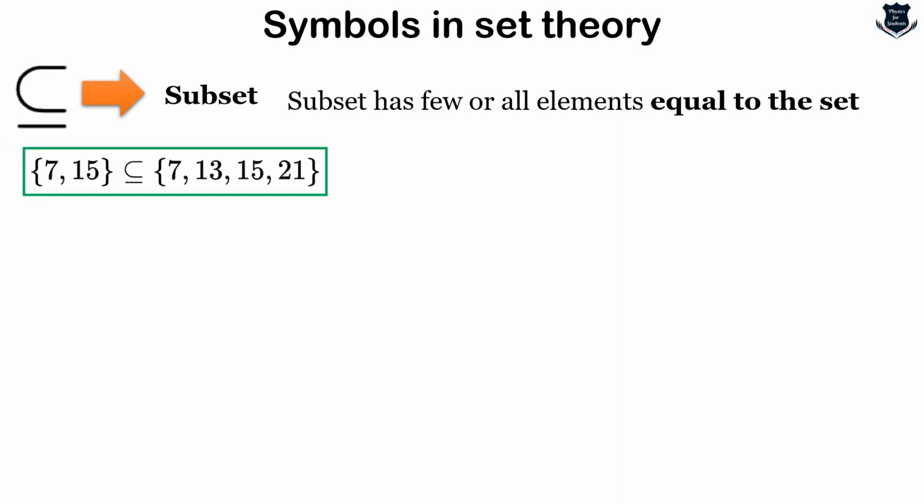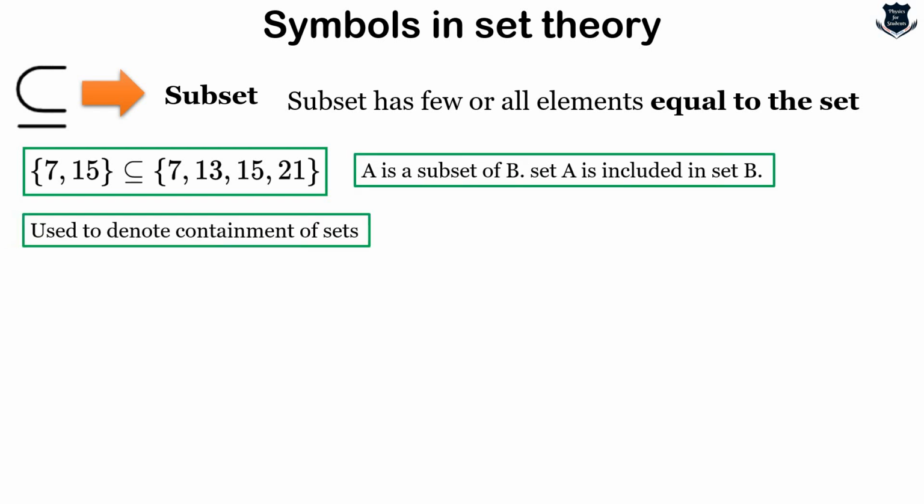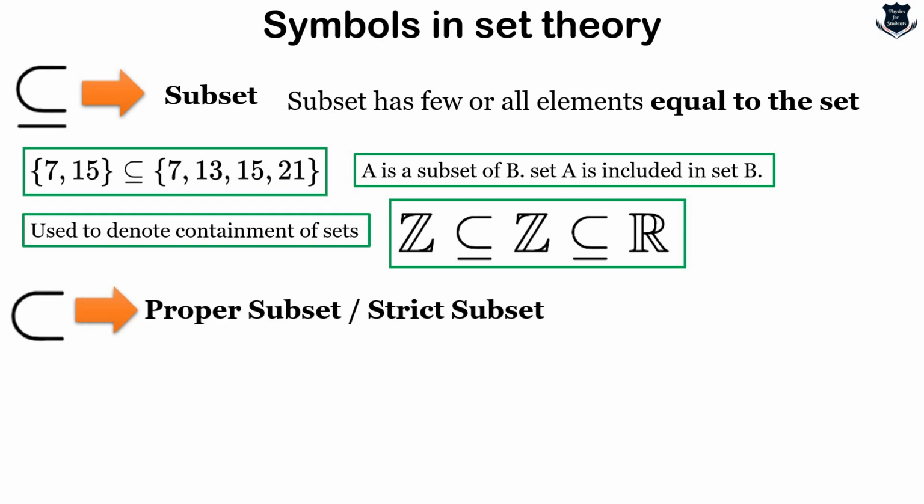So {7, 15} is a subset of {7, 13, 15, 21}, because certain numbers are always equal to, right? A is a subset of B means set A is included in set B, and it is used to denote containment of sets. So as you see, this is a subset of this, and this is a subset of the real numbers.